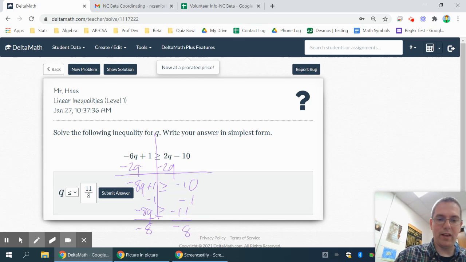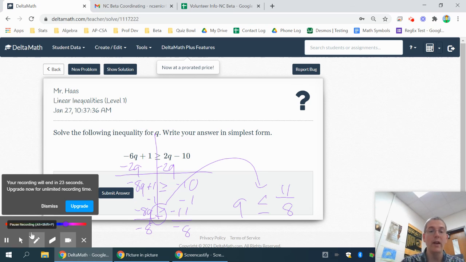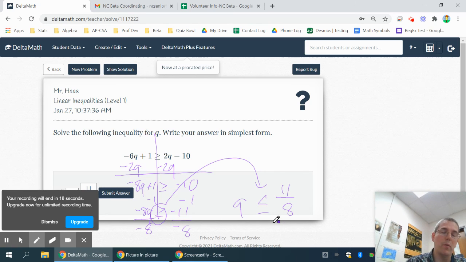Now in this case, a negative divided by a negative is a positive 11 over 8. That looks very familiar. And remember, when you divide or multiply by a negative, you have to take this inequality sign and flip it around, so it would still be less than or equal to 11 over 8. So whether you divide by a negative, you have to flip the sign around, or whether the variable's on the right-hand side to get it to the left, you flip the sign around. In either case, you should have had a less than or equal to.